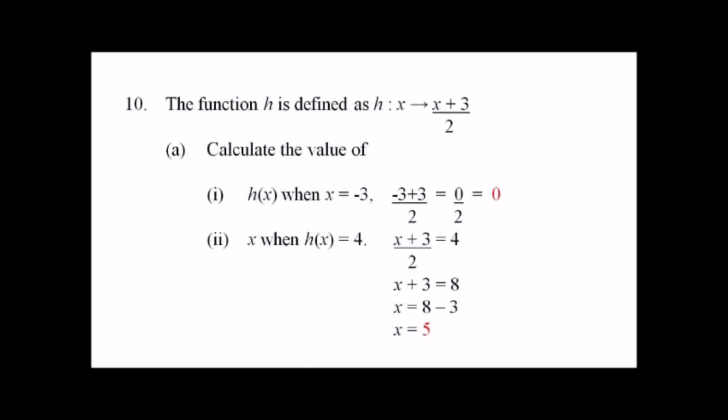And number 10, the final one. A, calculate the value of h of x when x is negative 3. So put negative 3 into it, and you get 0. Negative 3 plus 3 is 0 over 2. So it's 0. And then x when h of x equals 4. So put x plus 3 over 2 is equal to 4. And solve, cross multiply. You get x plus 3 is equal to 8. X equal to 8 minus 3. X equal to 5.